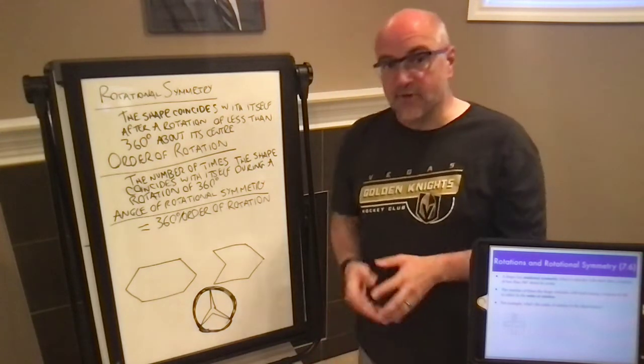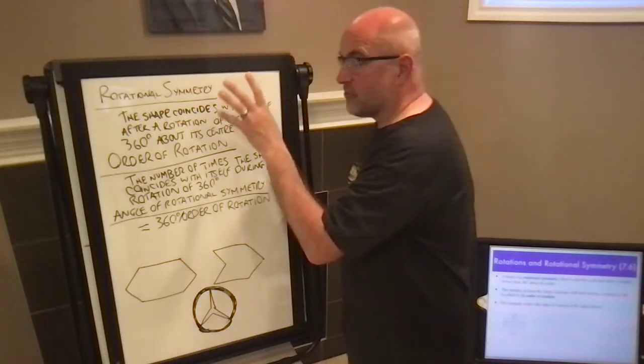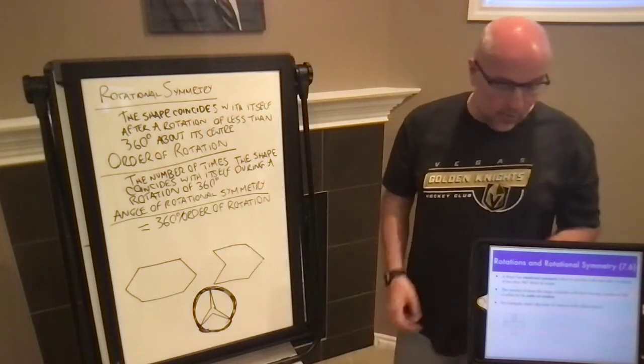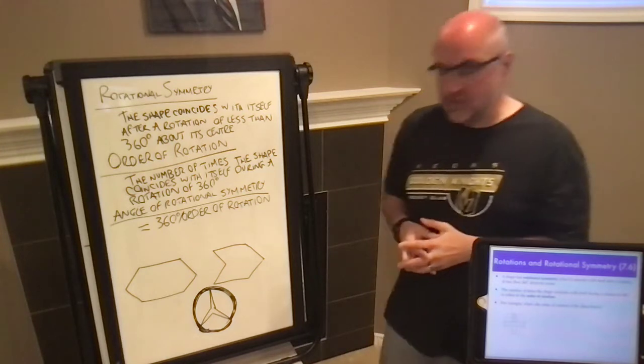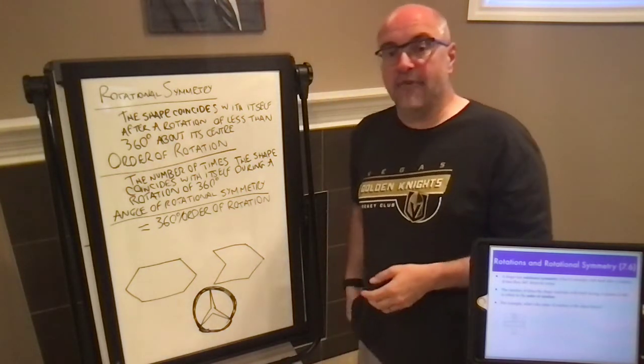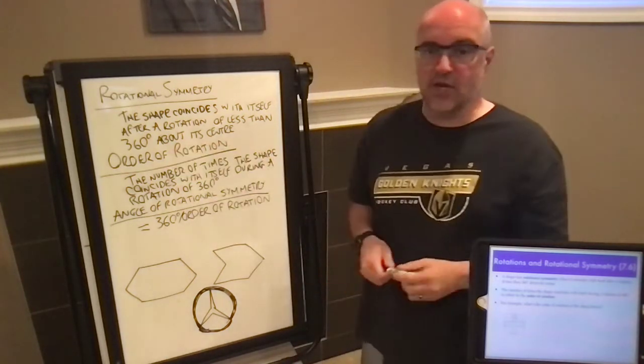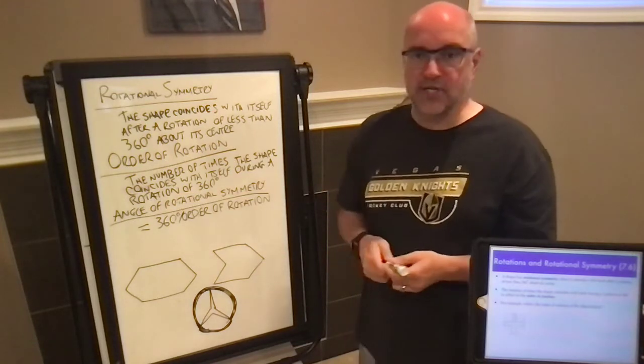Now, based on the order of rotation, we can calculate what the angle of rotational symmetry is. If you have a different order of rotation, then you also have a different angle of rotational symmetry.